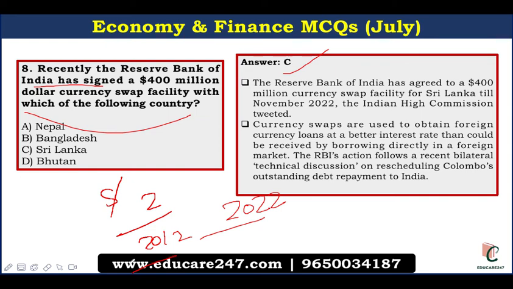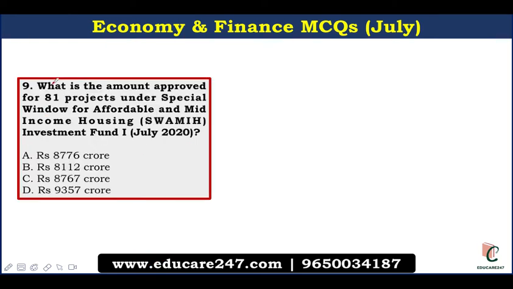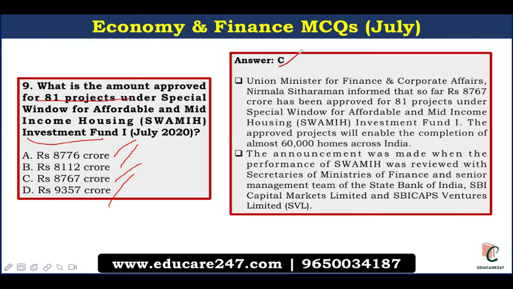Moving on to the next question. What is the amount approved for 81 projects under the Special Window for Affordable and Mid-Income Housing Investment Fund? The options are A. 8,076 crore, B. 8,112 crore, C. 8,767 crore, or D. 9,357 crore. So the correct answer here is C, that is rupees 8,767 crores.